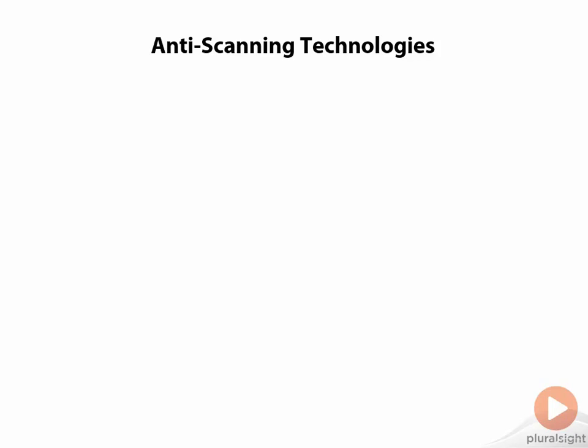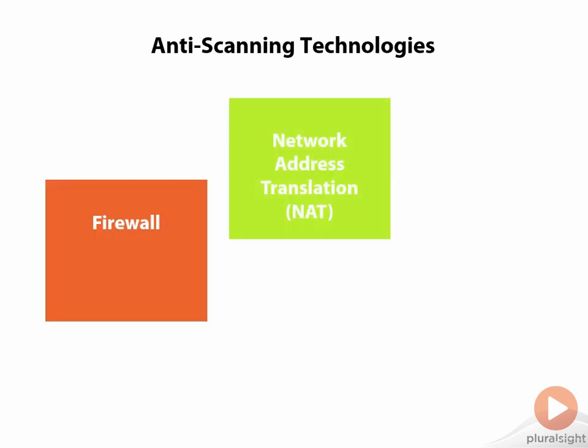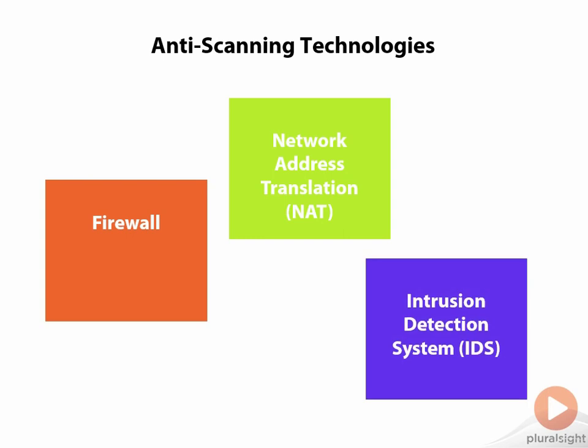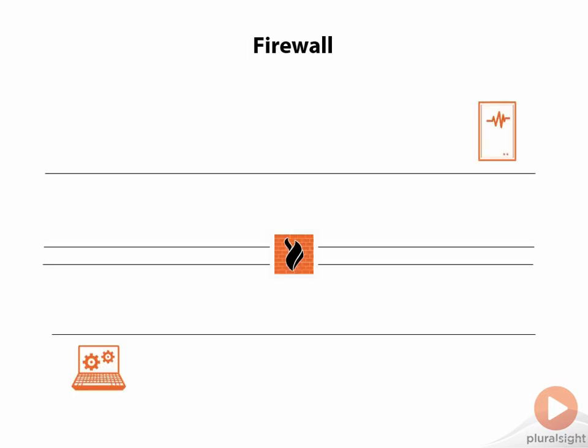There are 3 technologies that can provide frustration for our scanning efforts: firewalls, network address translation, and intrusion detection systems. All 3 of these are pervasive in today's environment, and you can't swing a Cat5 cable before you run into at least one of them. We'll discuss each and how they can affect your results. Let's start our discussion with firewalls.